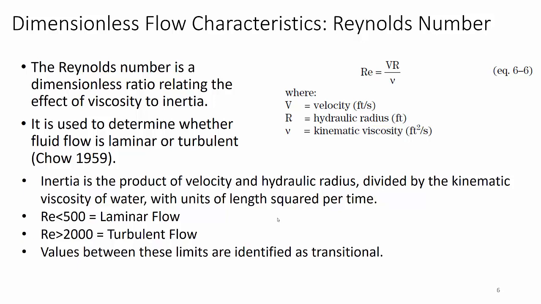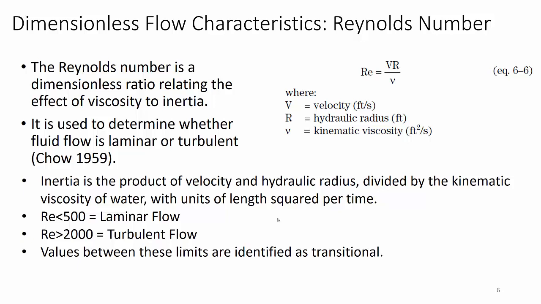Inertia is the product of velocity and hydraulic radius. It's just mass moving at a velocity, and then you're trying to stop it. So it's divided by the kinematic viscosity of water, with units of length squared per time. A Reynolds number of less than 500 is laminar flow. A Reynolds number of greater than 2,000 is turbulent flow. Values between these limits are identified as transitional.